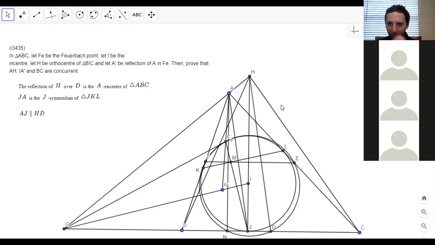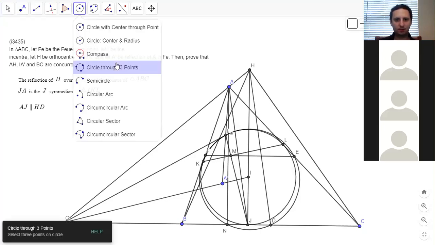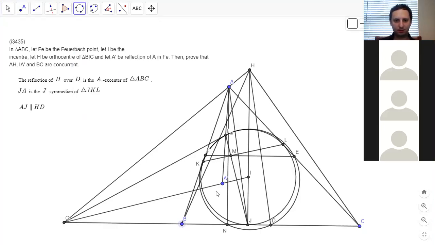So BA'IC is cyclic. BA'... oh no, it doesn't look like BA'IC is cyclic.